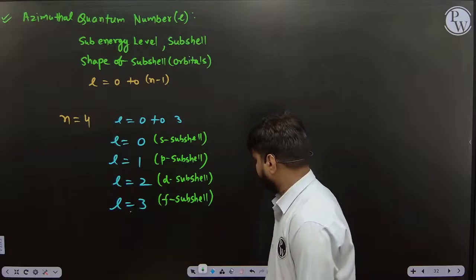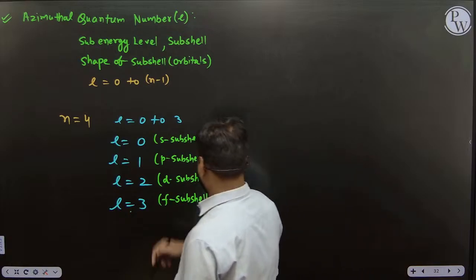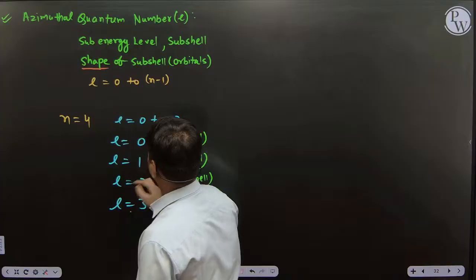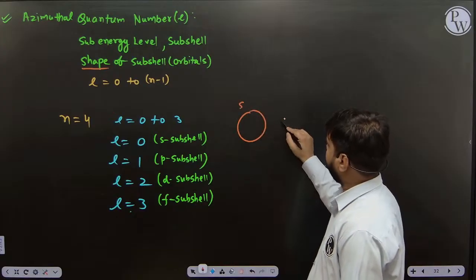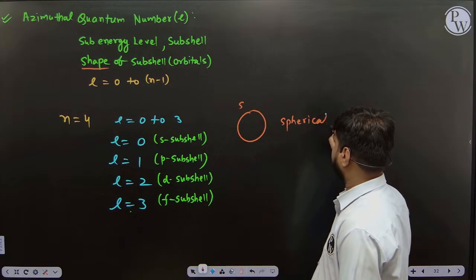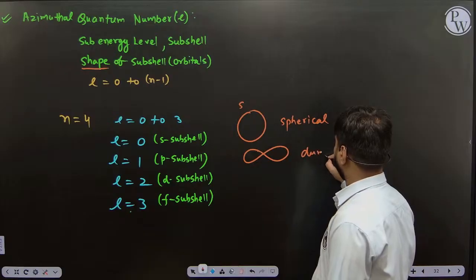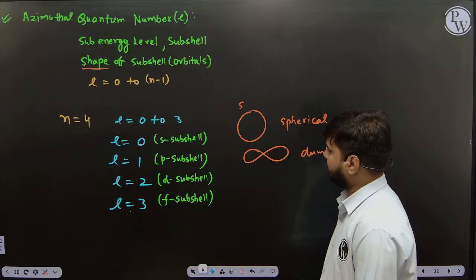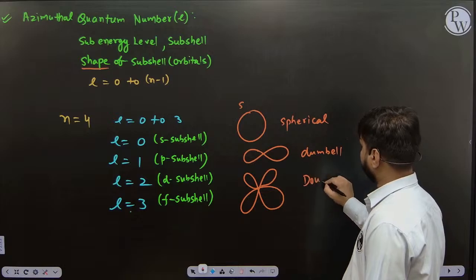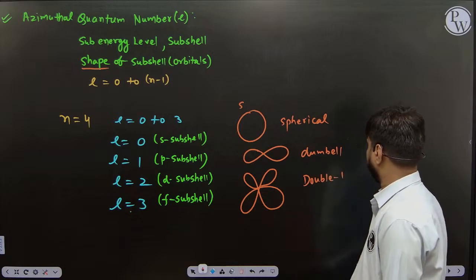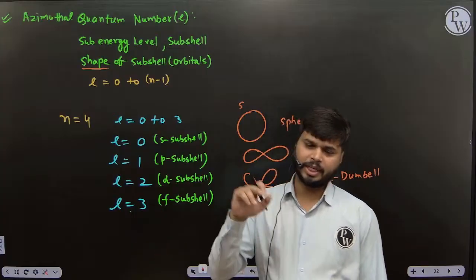Now, if we talk about the s subshell, it will have a particular shape. The shape of s will be spherical. p will be dumbbell. Next, d will have the double dumbbell shape. f will have a complicated shape.